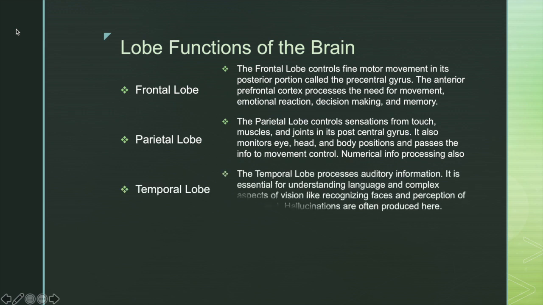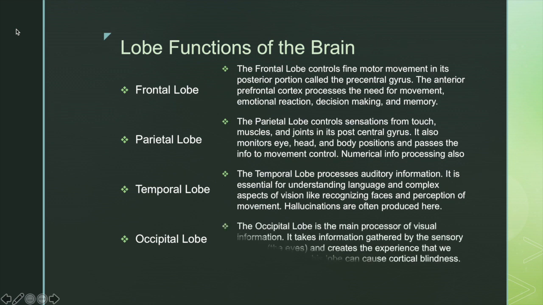The temporal lobe processes auditory information. It is essential for understanding language and complex aspects of vision, like recognizing faces and perception of movement. Hallucinations, interestingly enough, are often produced there as well. If there's a tumor on your temporal lobe, it can cause hallucinations. Whereas if you had a tumor on your occipital lobe, which we'll cover next, you might just see flashes of light, but nothing detailed.